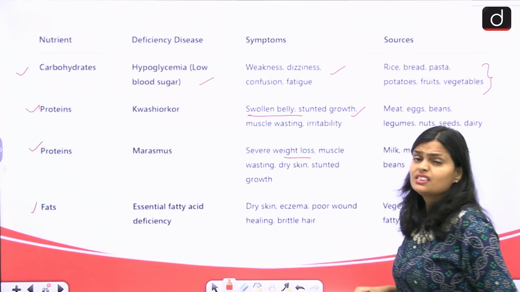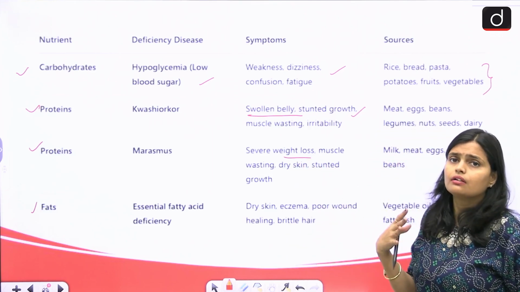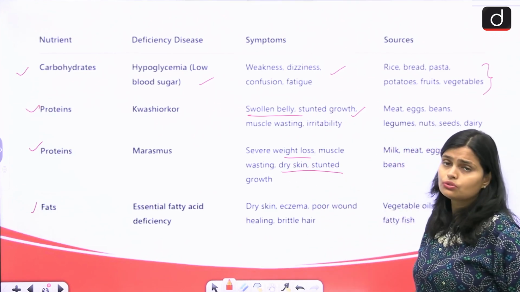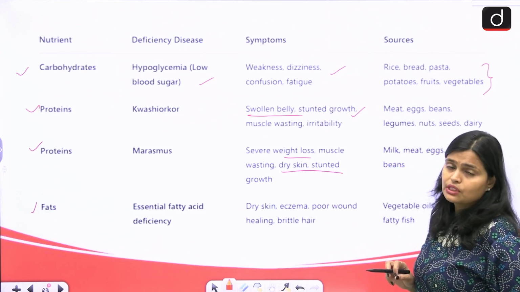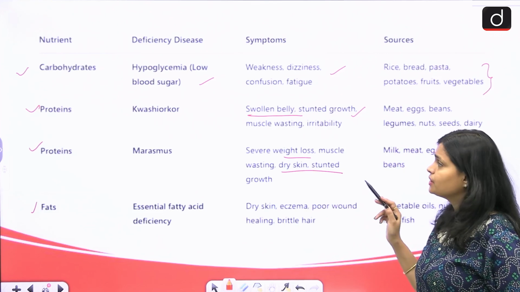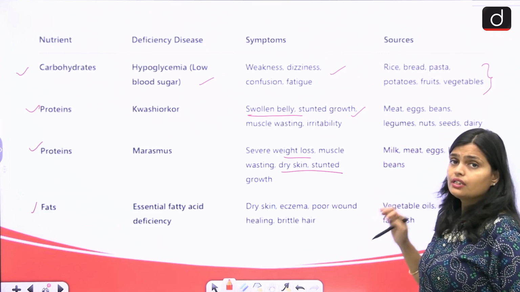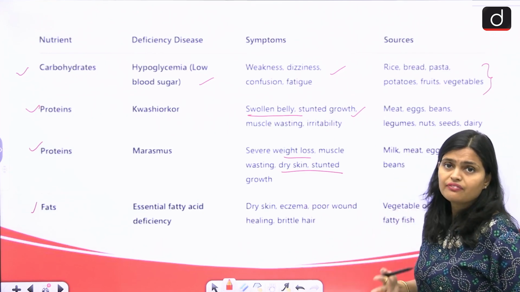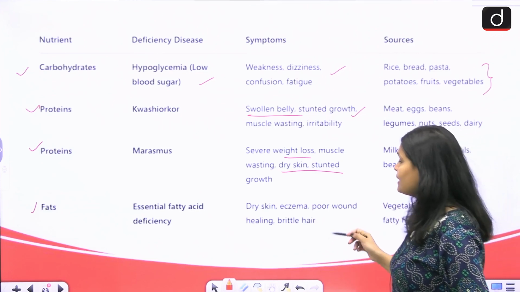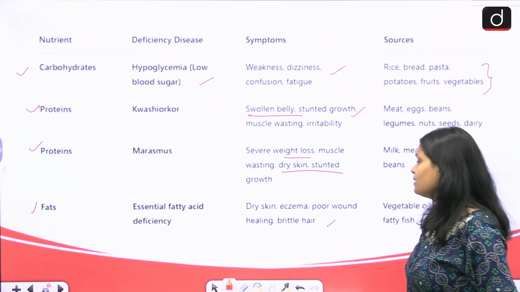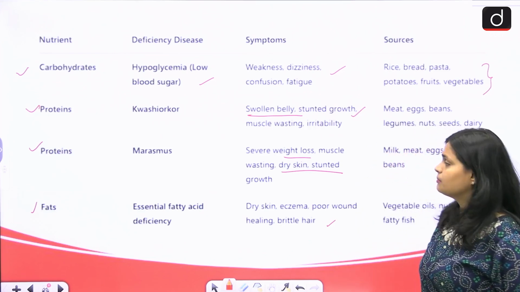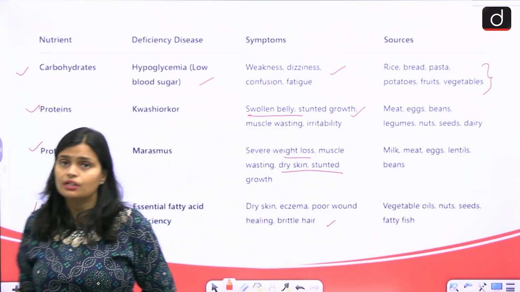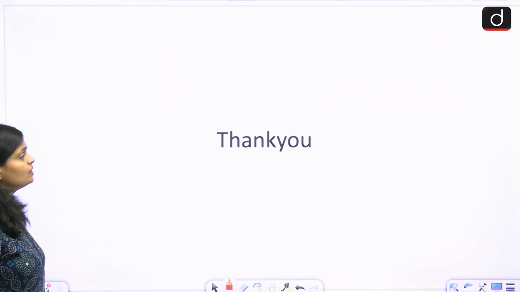Weight loss हो जाता है, severe marasmus में एकदम कुपोषित, like bones दिखने लग जाते हैं, इतना weak हो जाता है, muscle waste, dry skin, stunted growth तो होंगे ही। What is the difference between marasmus and kwashiorkor? Both are caused due to the deficiency of protein. In kwashiorkor the belly becomes very big, and in marasmus the person becomes very weak. Fat, essential fatty acids deficiency symptoms like eczema, poor wound healing, brittle hair, all these are caused by fat deficiency. Okay, so these are some of the nutrients and their deficiency chart.